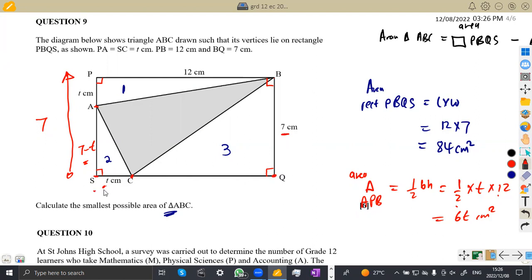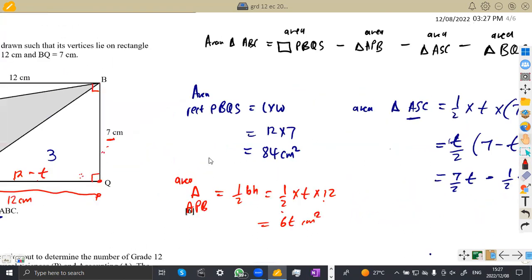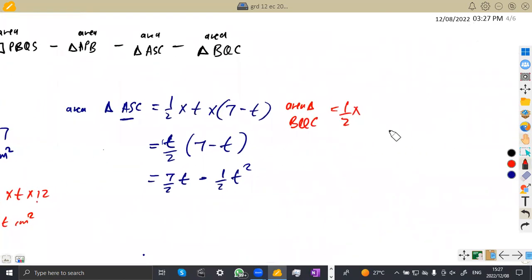Just like what we did previously, we know that the whole of this line is actually 12 centimeters. So to find from C to Q, we are going to subtract this T from 12. So it is going to be 12 minus T. So that means we have 12 minus T and 7. These are the sides that you're going to multiply, 12 minus T and 7. So this is going to be half of 7 times 12 minus T, or half of 12 minus T times 7, whatever way that you want to write it.